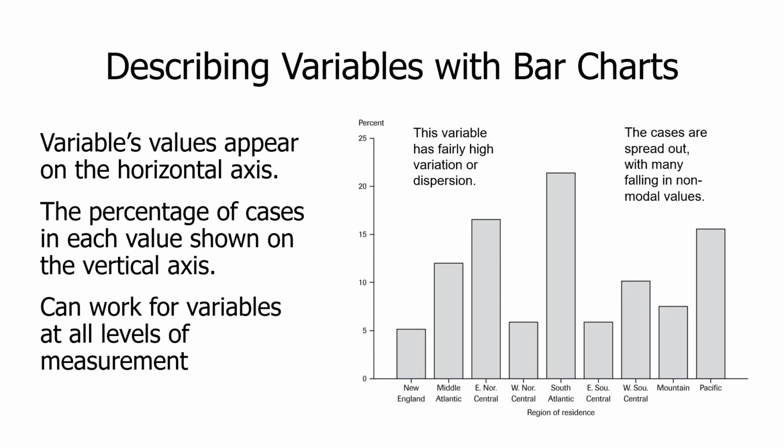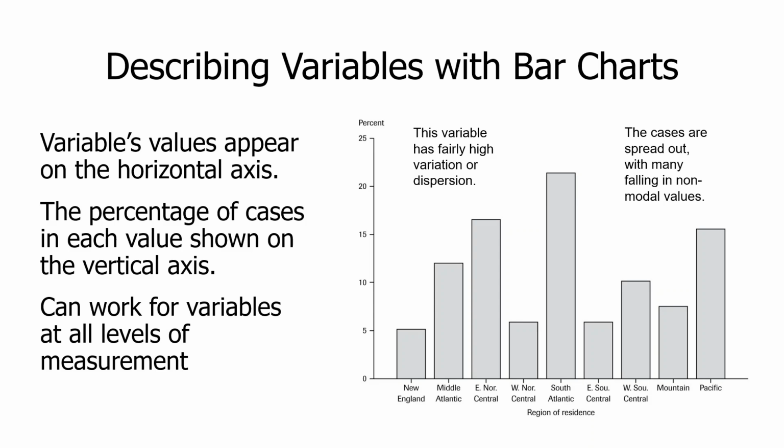So here's a graphic that accompanies this frequency distribution. And you can see I made some marginal notes here. Obviously, the mode of this variable is South Atlantic, that has the highest percentage of cases. This variable has a fairly high degree of variation or dispersion.